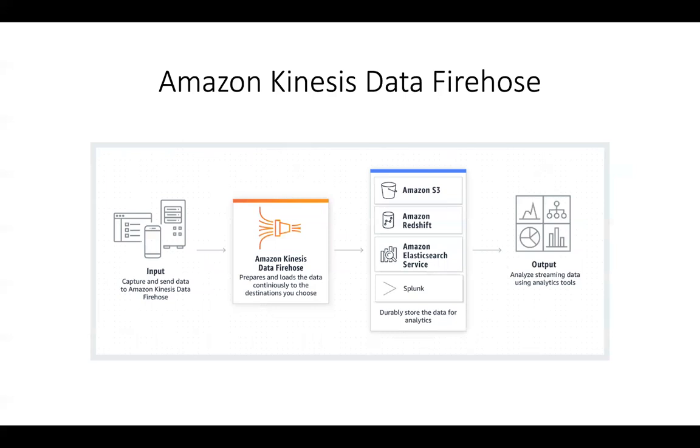So now this is how Kinesis Data Firehose works. You have an input which sends all of your data to Kinesis Data Firehose. You can use the Kinesis agent in order to do that, or even the Kinesis Producer Library will be able to do that, or you can go ahead and configure a data stream in order to do that, right? So once you send all of your data to Kinesis Data Firehose, it prepares and loads all of the data continuously into the destinations that you choose.